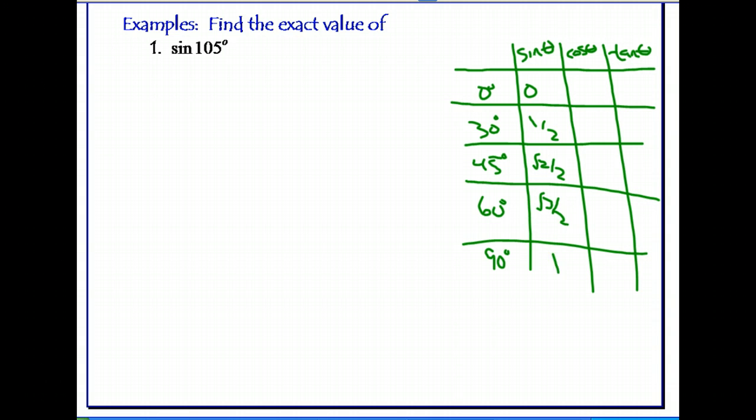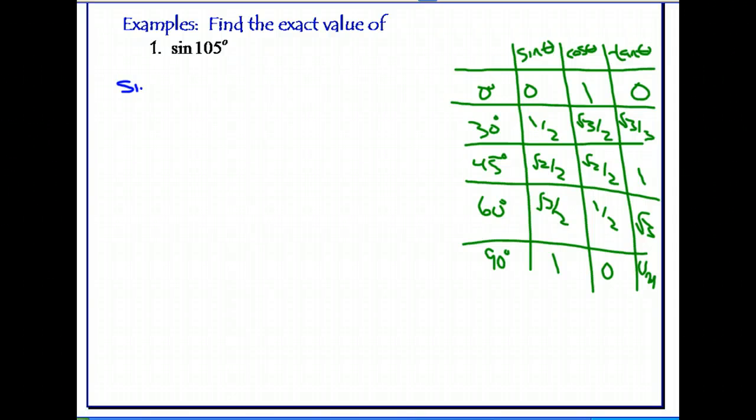Cosine is a decreasing function, so we get these values. And tangent is the quotient, so I get a 0, an undefined, a 1, the square root of 3 over 3, and the square root of 3. Okay, so that you will know off the top of your head.